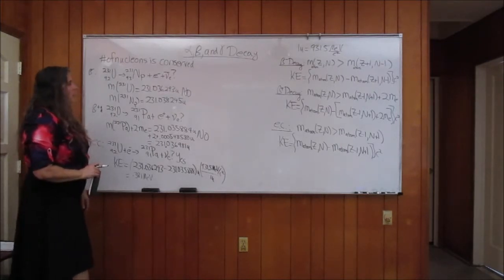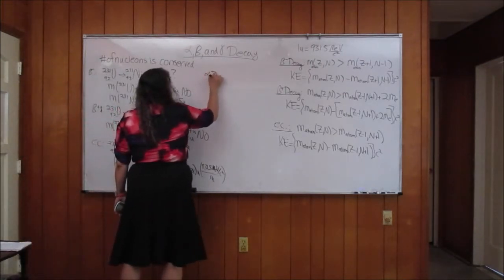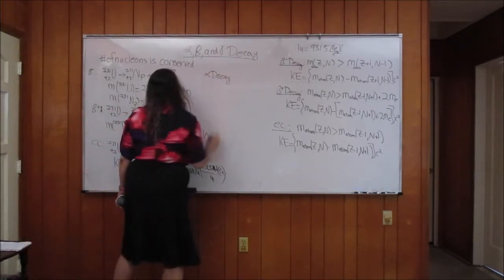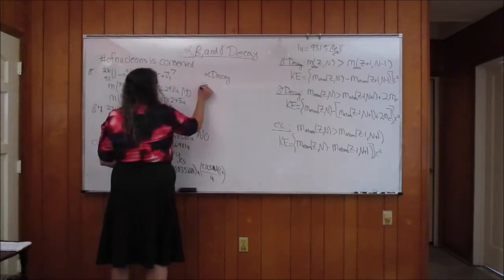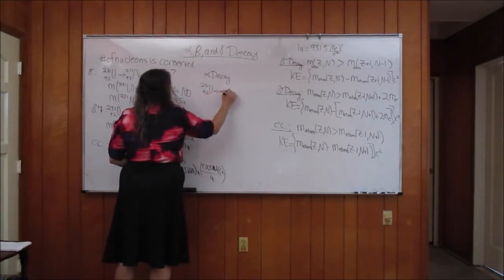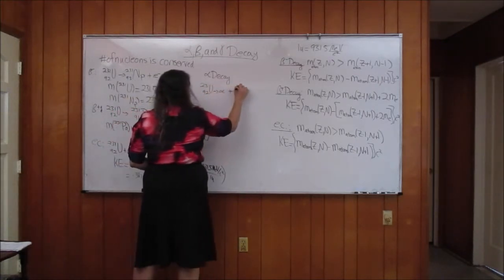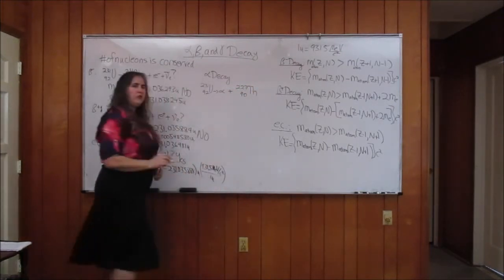Now, one final question is, does alpha decay occur? Why don't we see if that's possible in this case? So alpha decay would be U-231 emitting an alpha particle plus thorium-227.